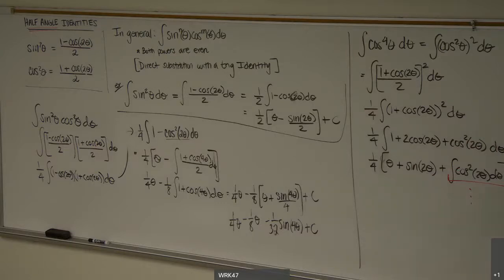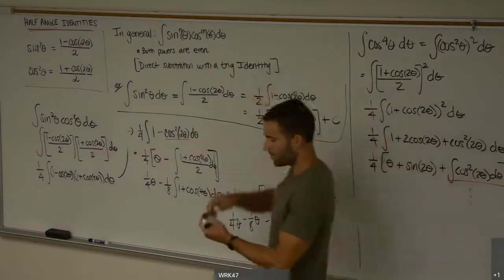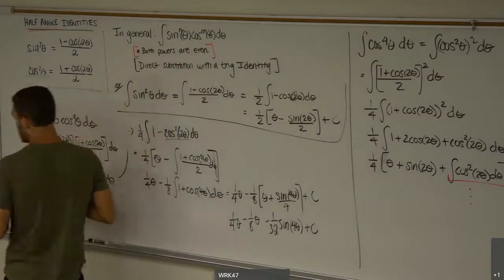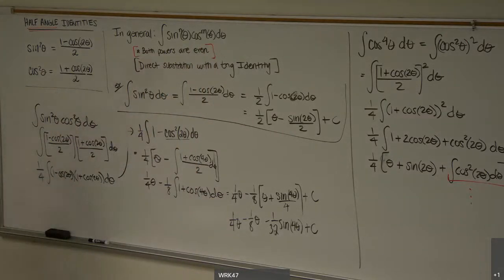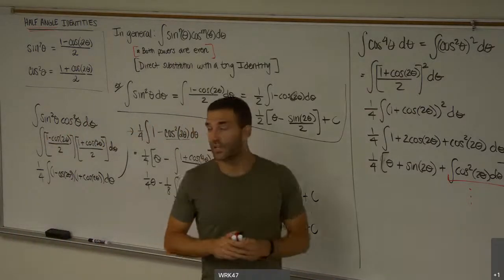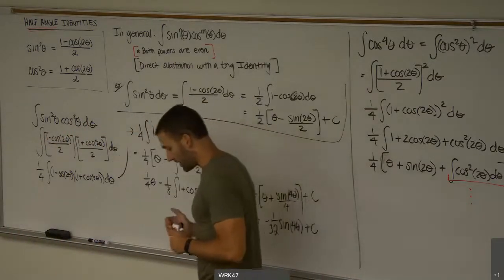So when we have even powers and only even powers, that's important, both even powers, we're not going to use a technique of integration like u sub or anything like that. Instead, we are just using an identity. Direct substitution with a trig identity. What identity, though, is important? We're not using the Pythagorean identities in this case. We are only going to be using the half-angle identities.